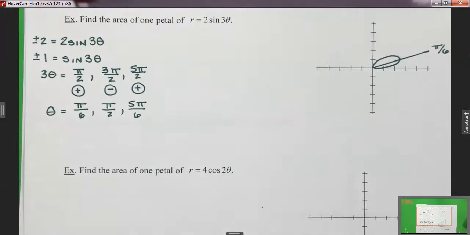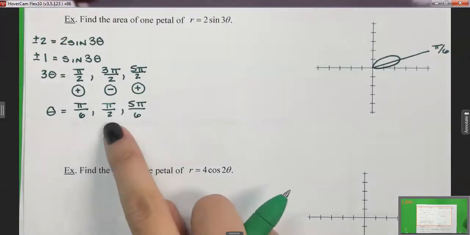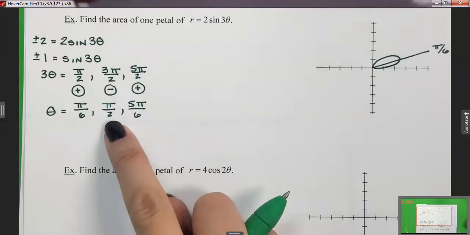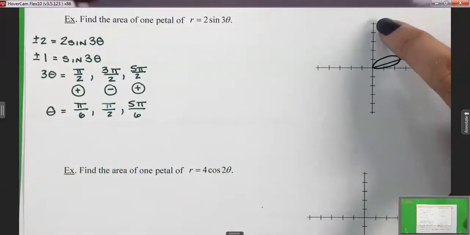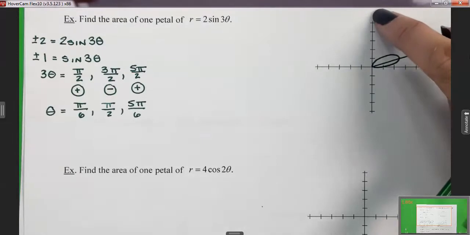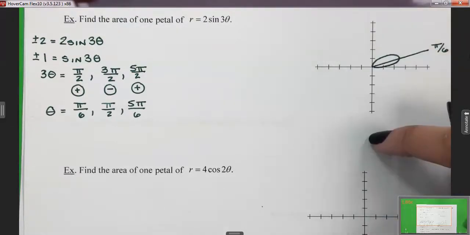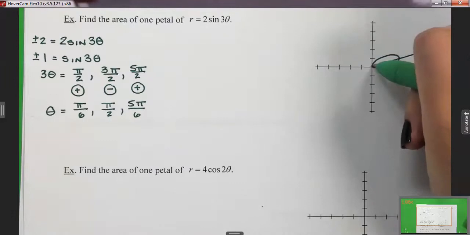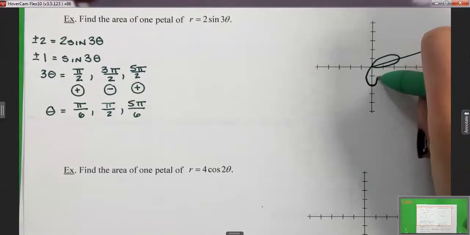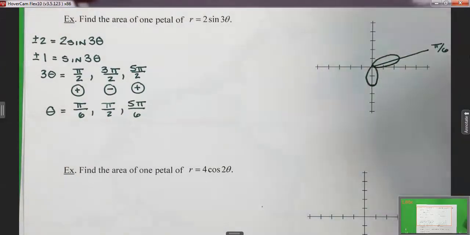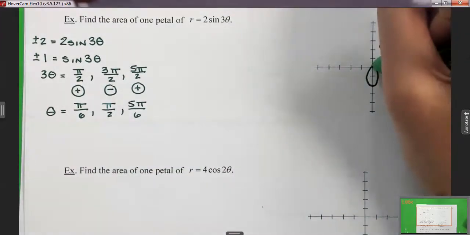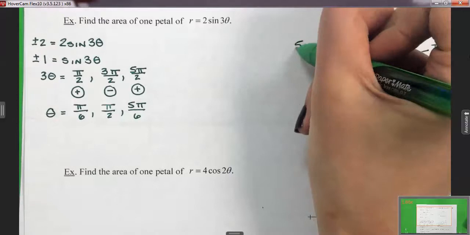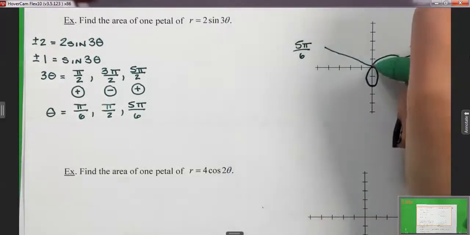Then, something important: at pi over 2, you also go out 2, but it's a negative. So instead of going pi over 2 in this direction, up here, we go the opposite way, down 2, and then come back. And then at 5 pi over 6, we're positive again, so we go out 2, and then back.